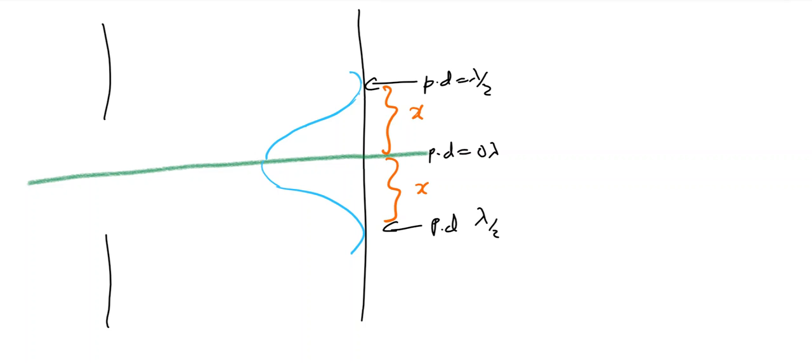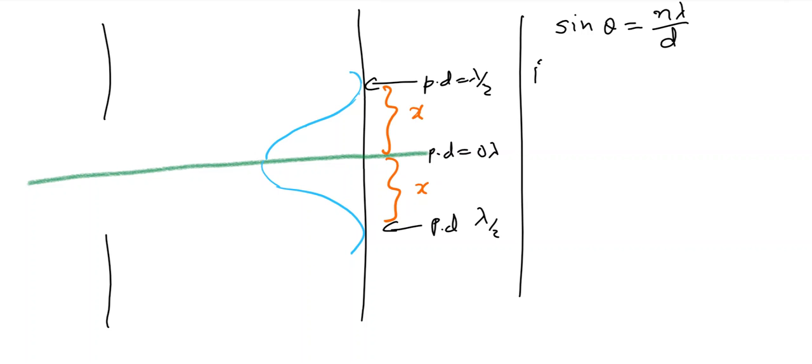Now from condition of minima, we know that for minima to occur, sine theta has to be n lambda by d. Okay, and first minima, if I am talking about, for first minima, n is 1 and theta is also small, so theta is lambda by d. Let this be first equation.